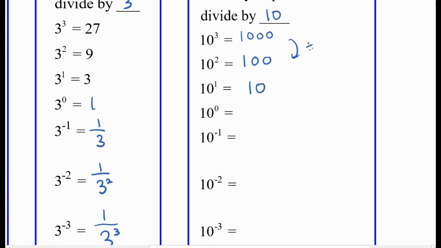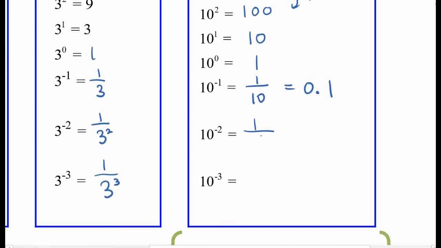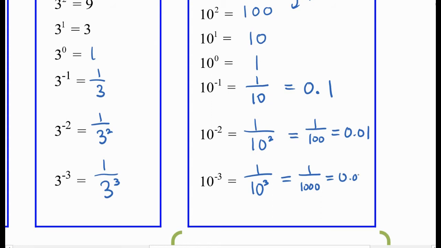So each step is divided by 10. So 10 divided by 10 is 1. And 1 divided by 10 is 1 over 10, which is 0.1. Flip the number, make the exponent positive. So this is 1 over 100. That is 0.01. 1 over 10 cubed. That is 0.001. All right.